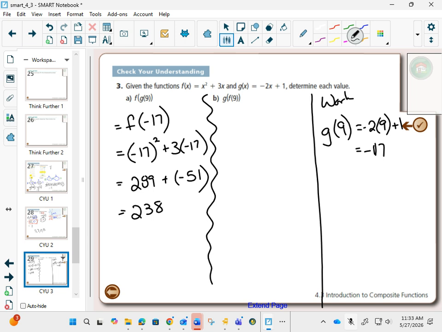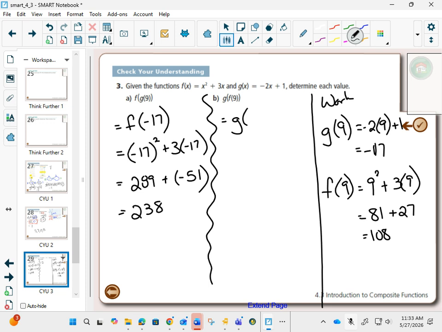So for B, I would figure out f of 9 off to the side. What does f do? Whatever you plug in gets squared, plus 3 times it. 81 plus 27 is 108. So this would equal g of 108.